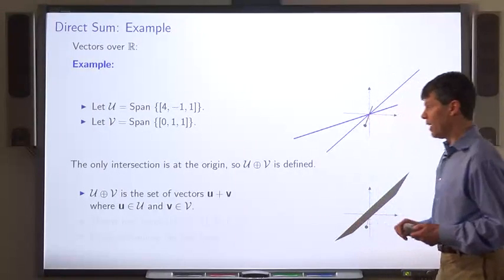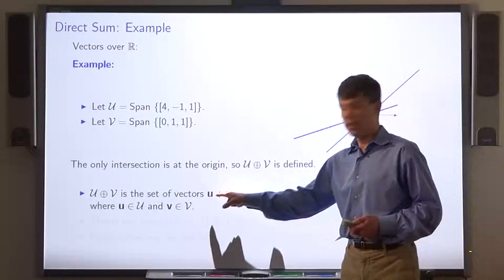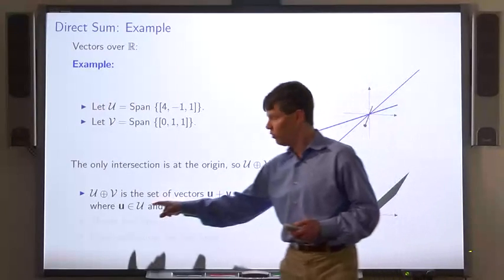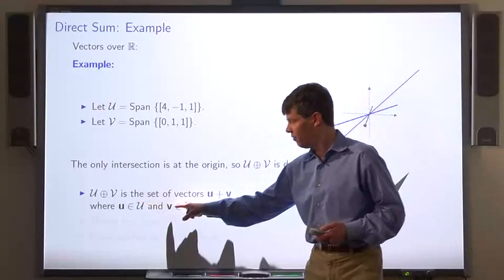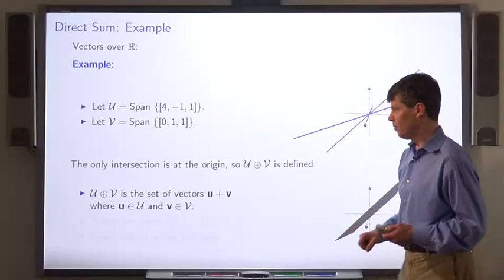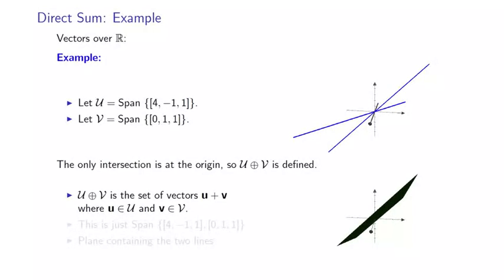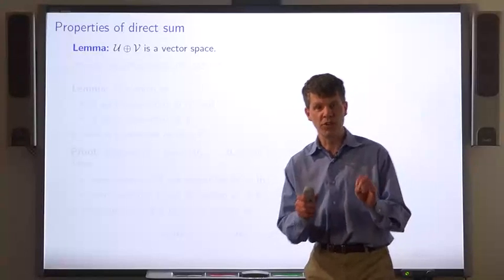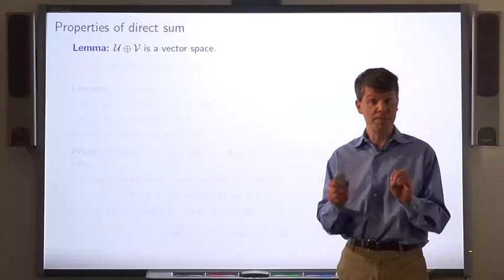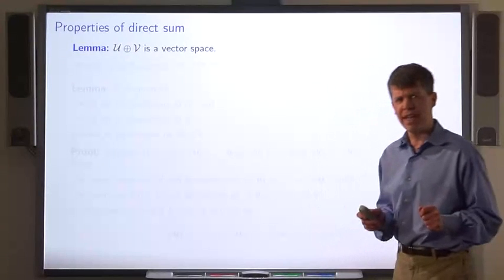And what is the direct sum? It's the set of vectors little u plus little v, where little u is in big U and little v is in big V. So that's just the span of the set consisting of these two vectors. And it's the plane that contains those two lines. Now let's use our knowledge of generators, basis, and dimension to better understand direct sums.